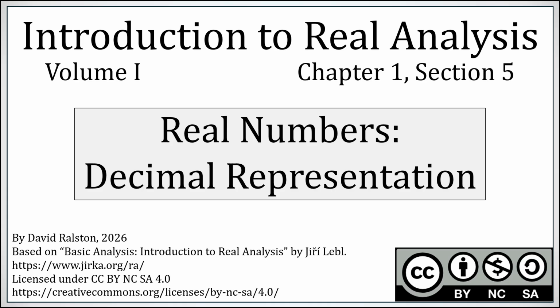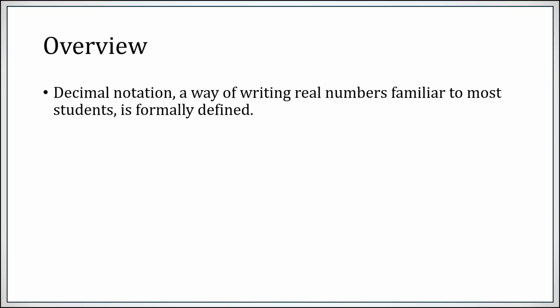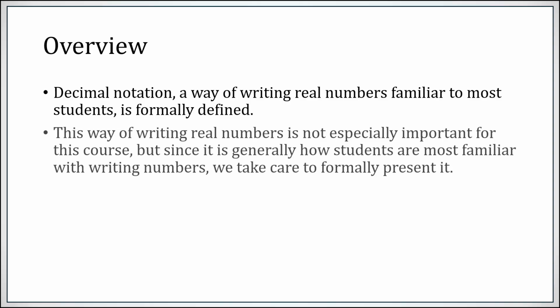Here we are in chapter 1, section 5, decimal representation of real numbers. So what are we going to talk about here? Decimal notation is a way of writing real numbers, and it's familiar to most people. We're going to formally introduce it. I'll be totally upfront. This way of writing real numbers is not especially important. Certainly not for this course, but most people tend to default to talking about decimals when they're talking about numbers, so we're going to formally present it.